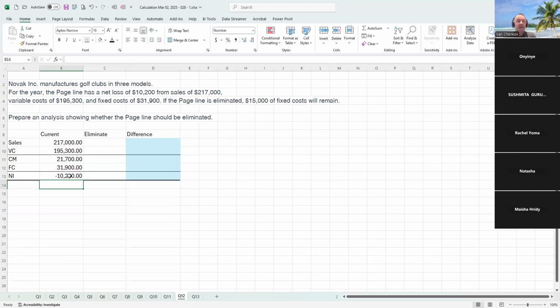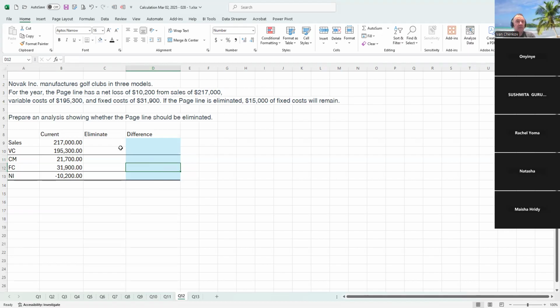So if I eliminate this at this point, what am I going to do? I'm going to save the fixed cost, correct? But I'm going to lose the contribution margin. So is my saving more than the lost contribution margin? Which one is higher, fixed cost or contribution margin? Fixed cost. So if I save 31,000 but I lose 21,700, am I saving? Yes, at this point.